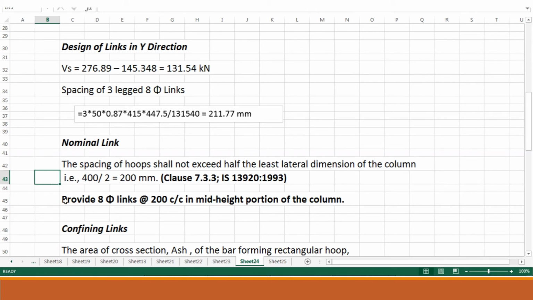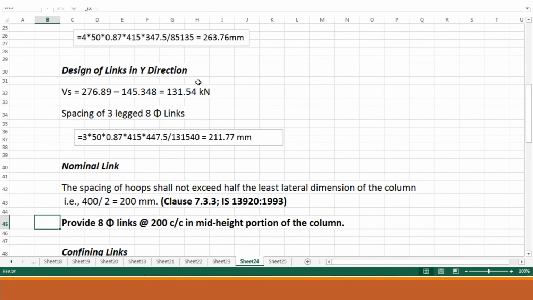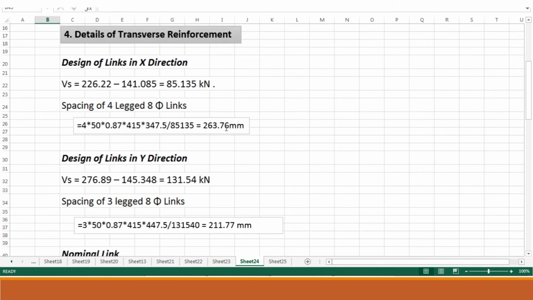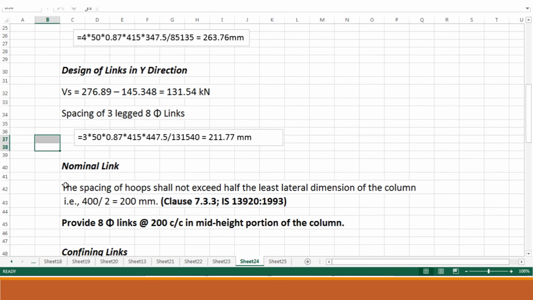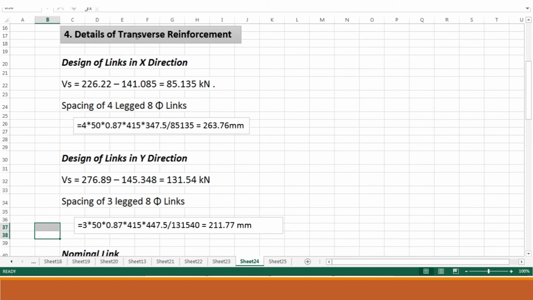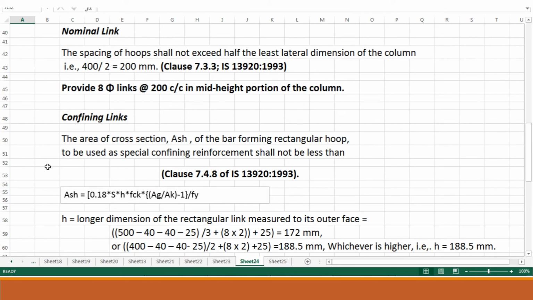So we provide 8 mm phi links at 200 mm center to center in the mid height portion of the column. This value of 200 mm is lesser of the two values, 263 and 211. Thereby the nominal spacing has to be provided rather than that from the design calculation. Third, we also have to provide the confining links at the ends, which is the special confinement in the columns.